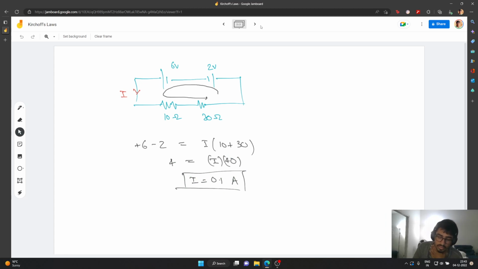Now, just for example's sake, let's see what would have happened if you had chosen the opposite direction of movement, maybe like this.